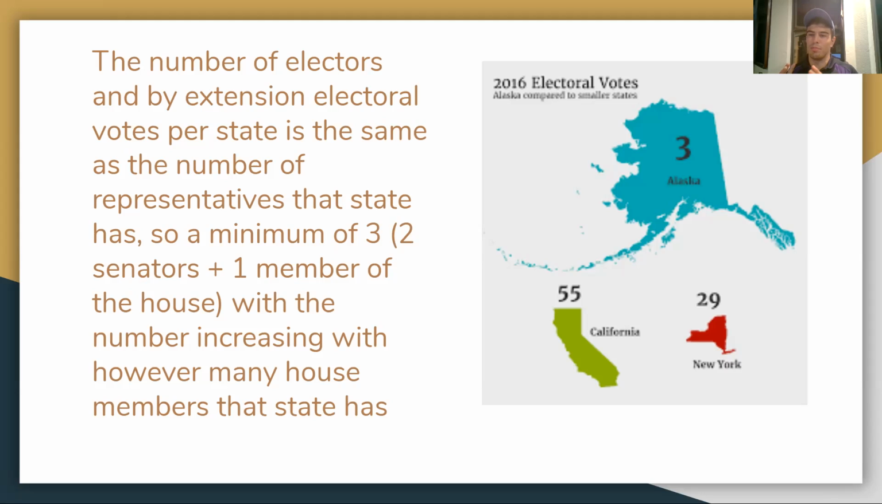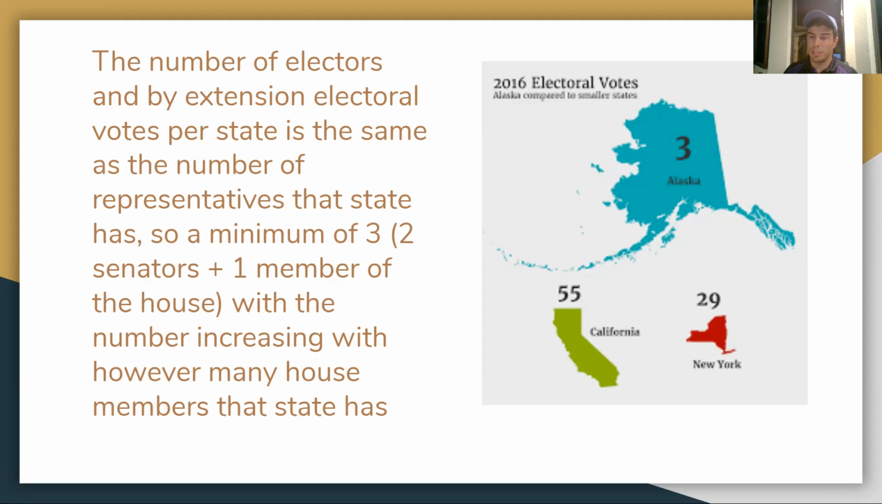It's based on the census every 10 years, so it can be disproportionate with the amount of representatives representing the amount of people. Some states they represent like 700,000, other states a little less, a little more. So, but anyways, back to the electoral votes per state. It's the same as the state sends to Congress, both Senate and the House. So the number increases beyond 3 by however many House members.